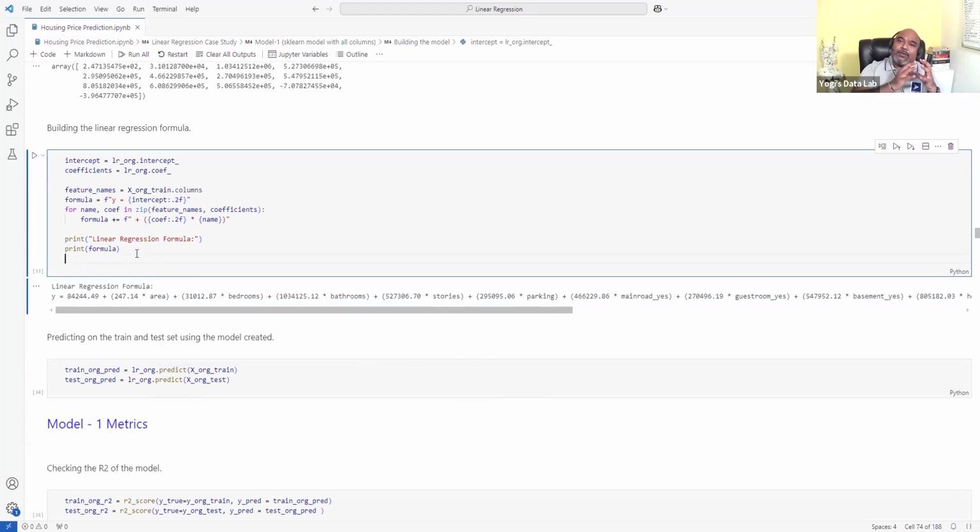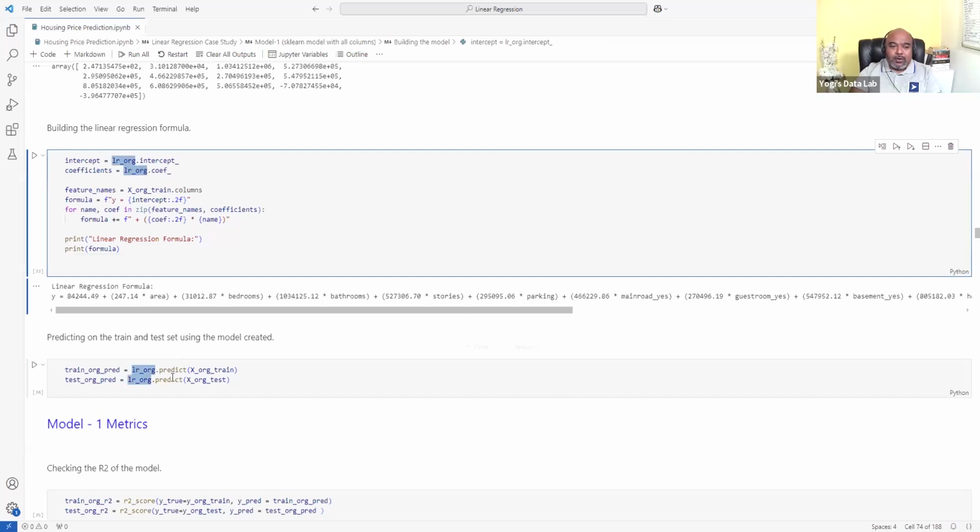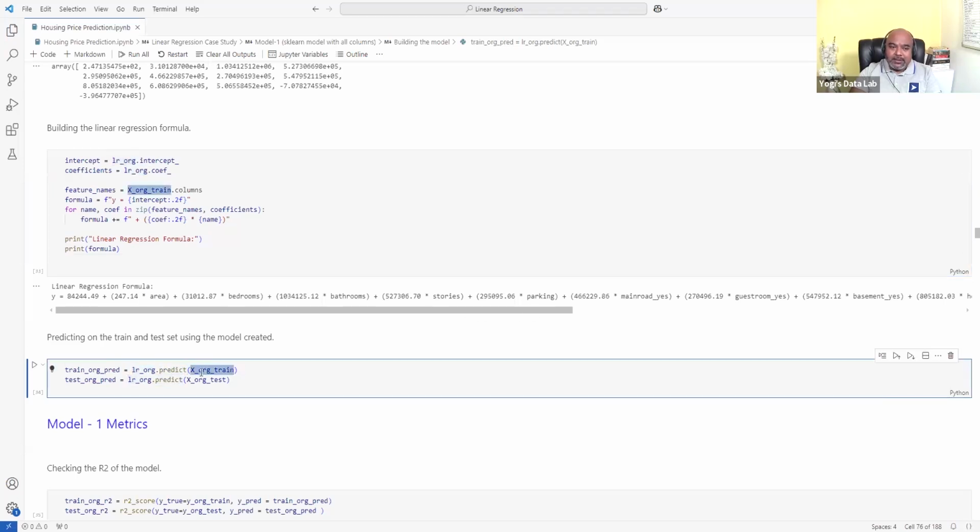Fine. Since I have the equation with me, I can now use this equation to predict on the train set as well as on the test set. So what I'm doing is lr_org.predict. lr_org is what? That is my model. model.predict on the train set and model.predict on the test set. The purpose of me predicting on both the train set and the test set is to identify whether my model is overfitting or not and what are the results of my model.